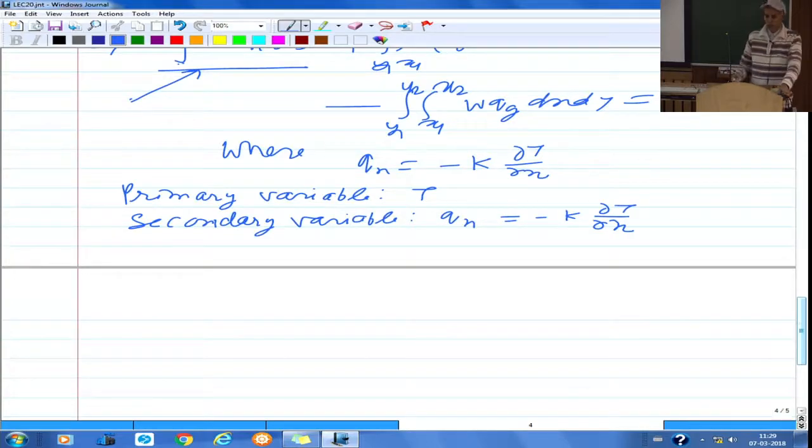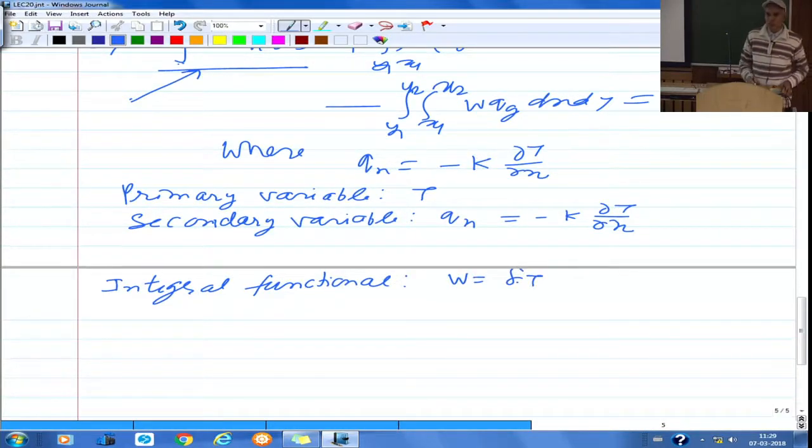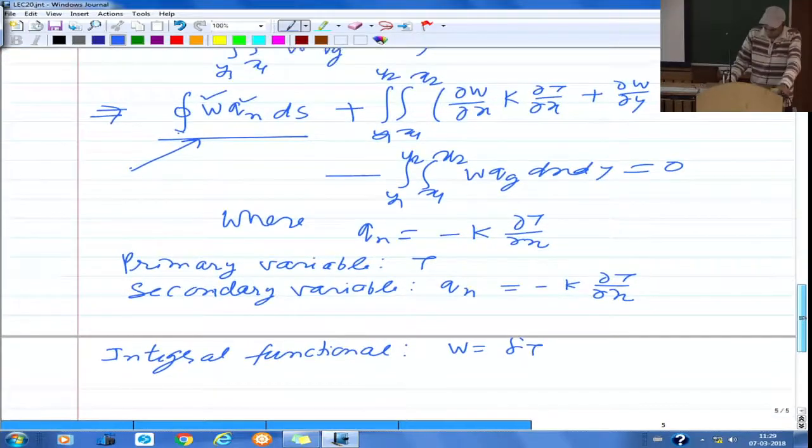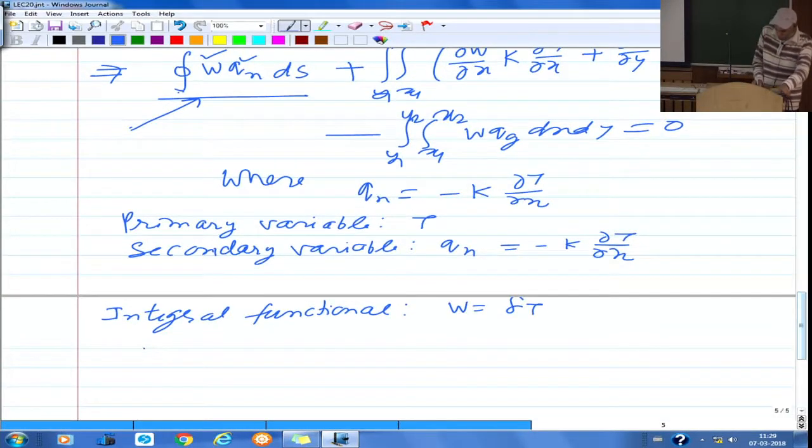go to the integral functional; you can do it both ways. So now we want to obtain the integral functional. For obtaining the integral functional, what you do is take W as the variation in T, that is delta T. Because this is coming from the heat flux, the corresponding variable is temperature, so W can be interpreted as the variation delta T. So with W as delta T here, and then if you take out the delta variational operator as common, what you will get is, you can see, these steps are identical to what we discussed for the 1D problem.